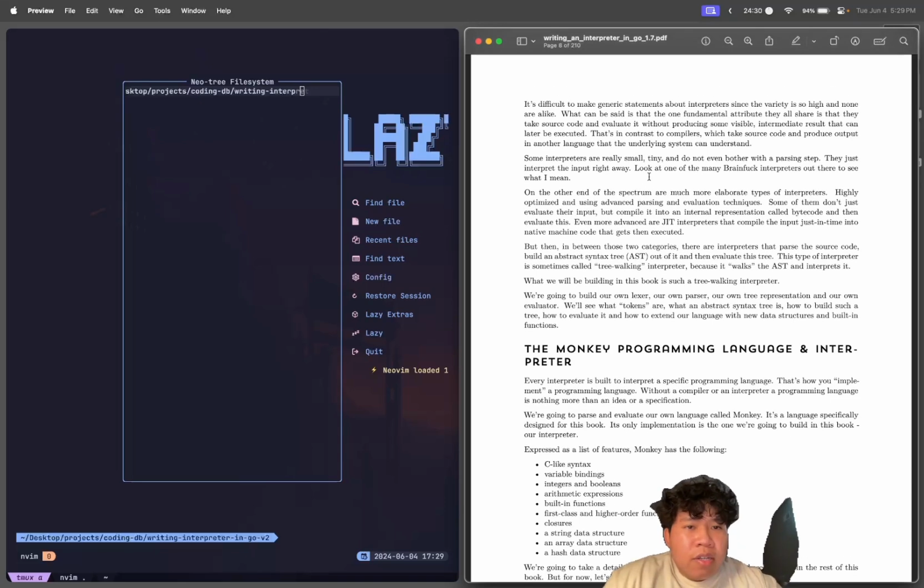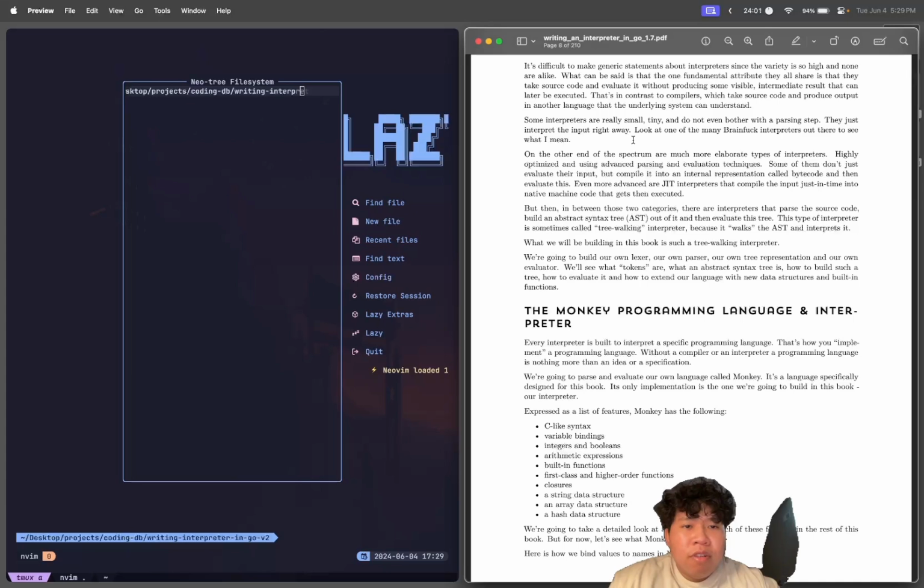Okay, it's difficult to make generic statements about interpreters since the variety is so high and none are alike. But what can be said is that the one fundamental attribute they all share is that they take source code and evaluate it without producing some visible intermediate result that can later be executed. That's in contrast to a compiler, which takes source code and produces output in another language that the underlying system can understand. Some interpreters are really small, tiny, and do not even bother with a parsing step. They just interpret the input right away. Look at one of the many brainfuck interpreters out there to see what I mean.